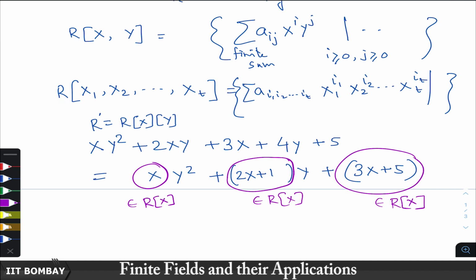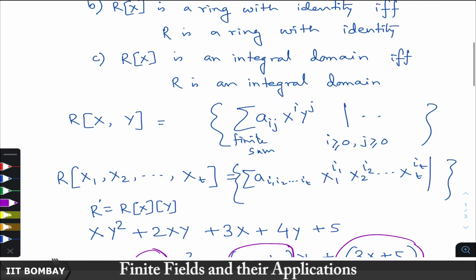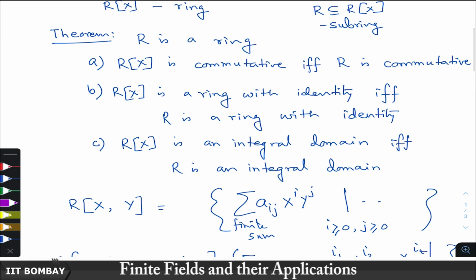So, one can construct a multivariate polynomial ring iteratively, first taking one variable, then polynomials over that polynomial ring with an extra variable, and so on. And then by extension of this result, one can see that if you start with an integral domain R, you take the polynomial ring in one variable, it is still an integral domain.